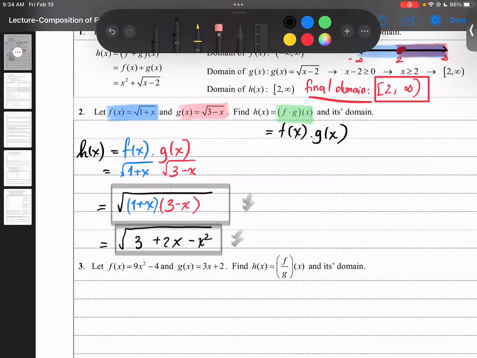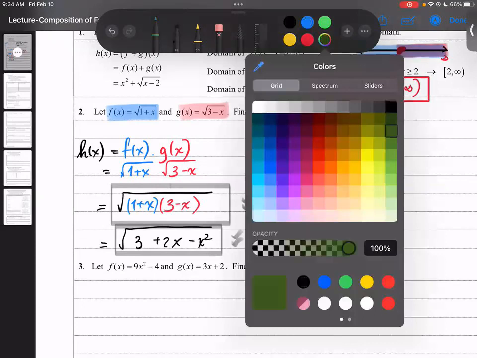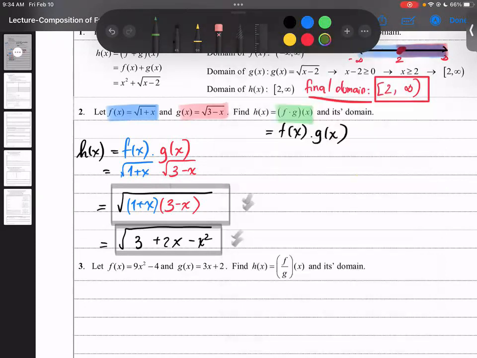All right. What is the domain? Let's talk about domain. Well, let's talk about individual domains first. So the domain of f of x, let me rewrite f of x, which is the square root of 1 plus x.